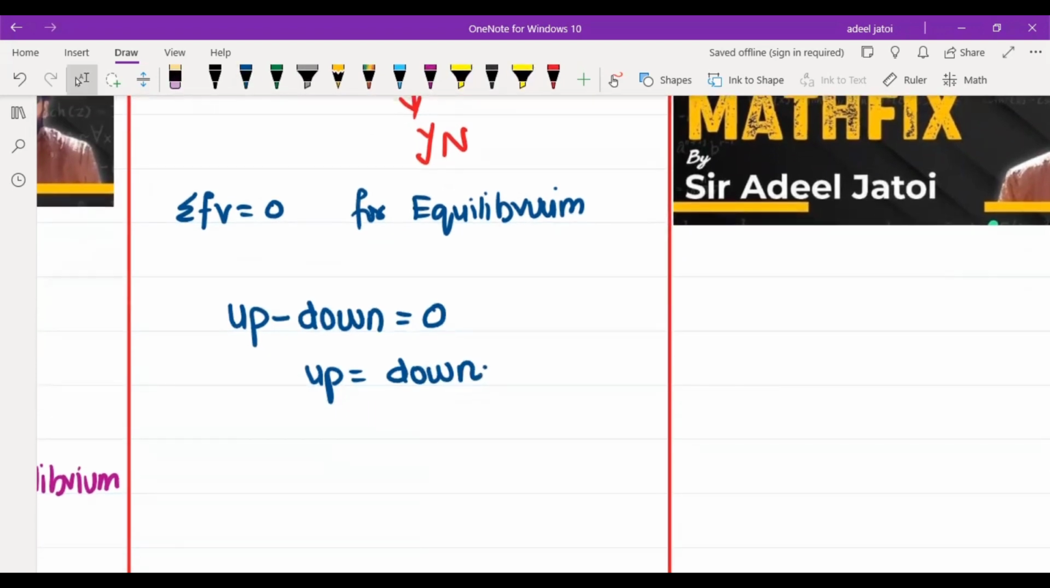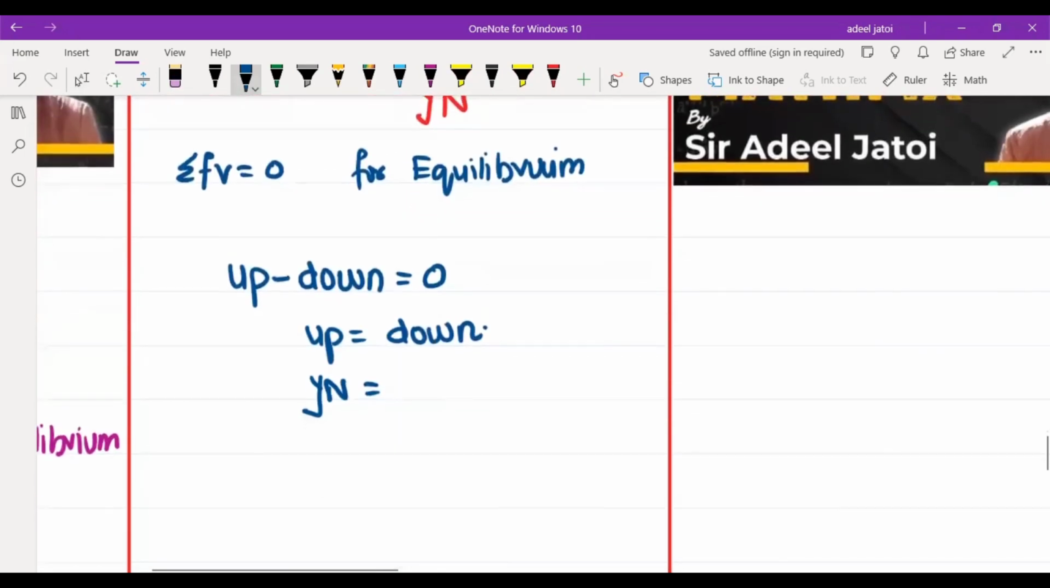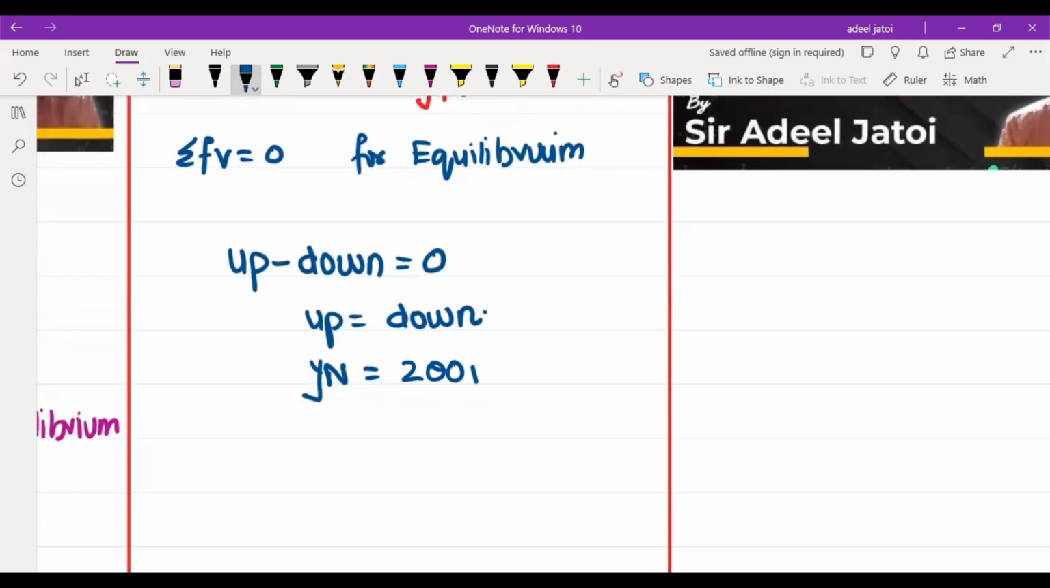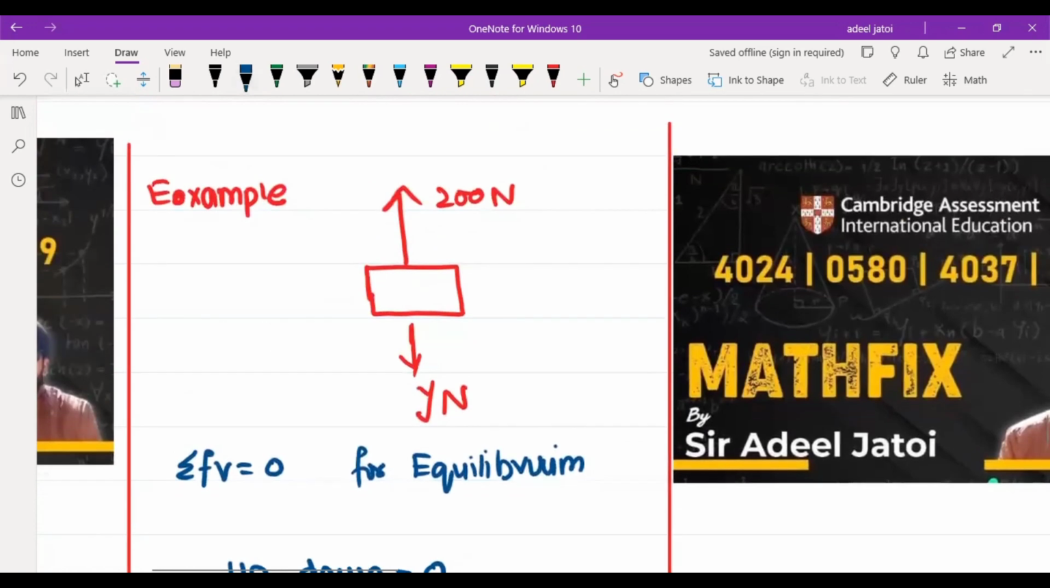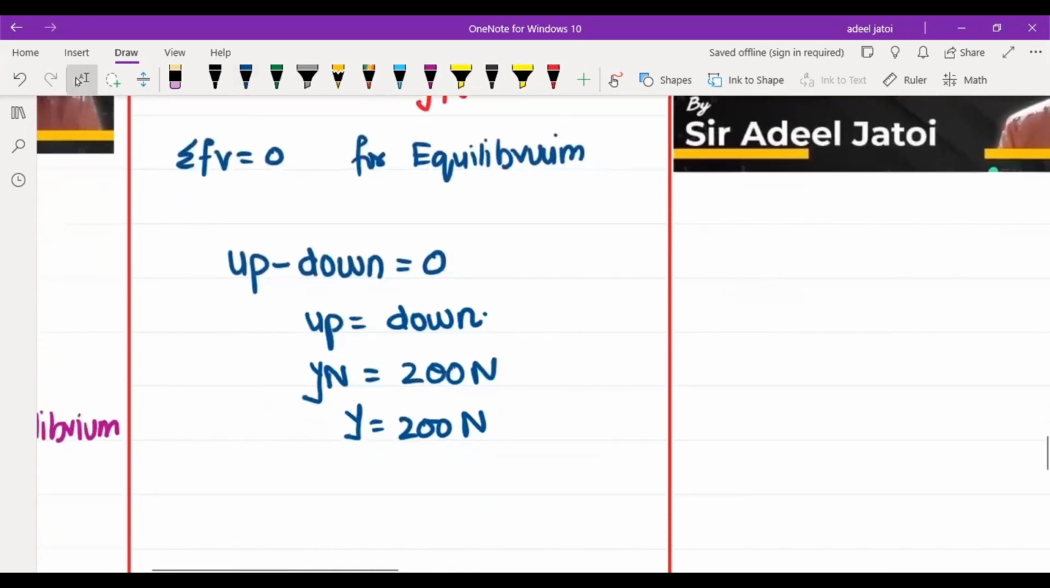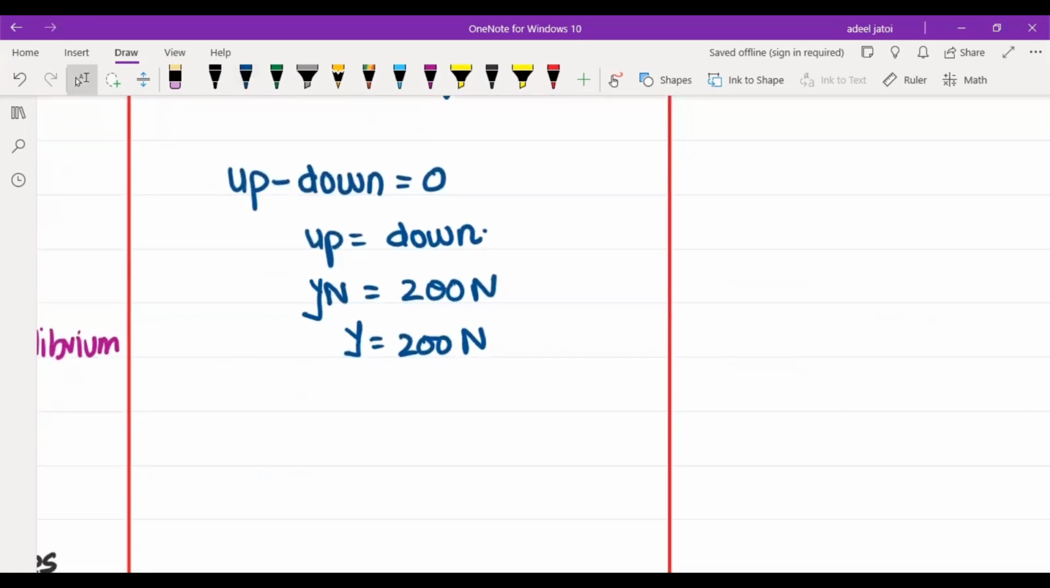So if downwards is y Newton and upward is 200 Newton, your y should be directly 200 Newton as well, because up is 200 Newton and down is y Newton. So y Newton is equal to 200 Newton, to have the equilibrium state.